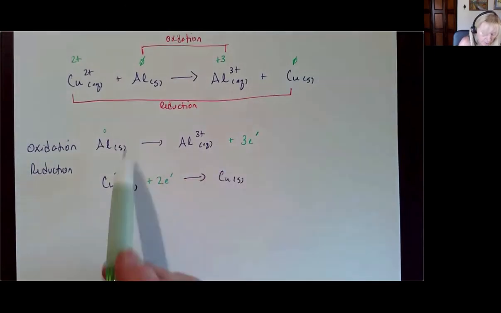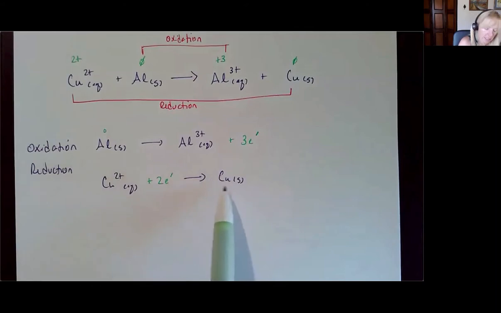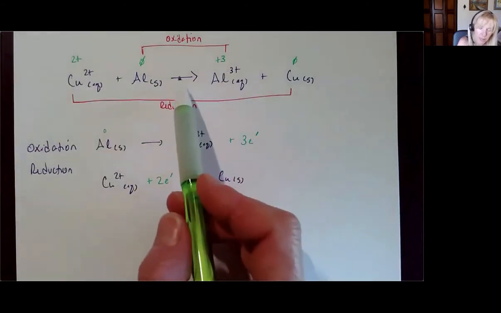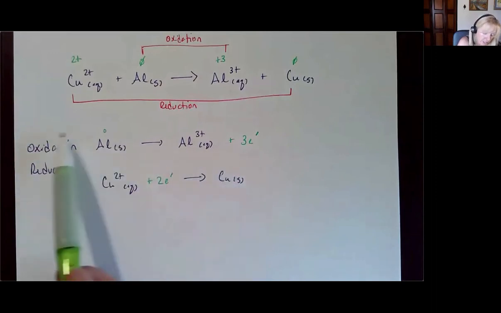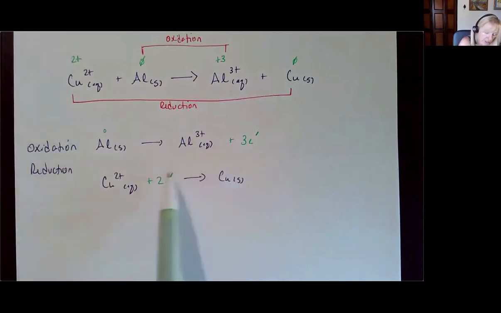And so even though my masses are balanced, and I look at this reaction and think, oh, this is balanced, my electron transfer isn't. The oxidation half is releasing 3 electrons. My reduction half is gaining 2 electrons. So I need to balance my electrons, my charge, as well.